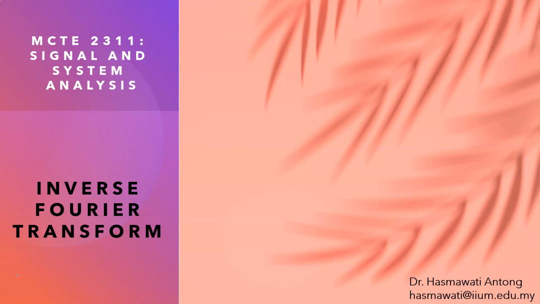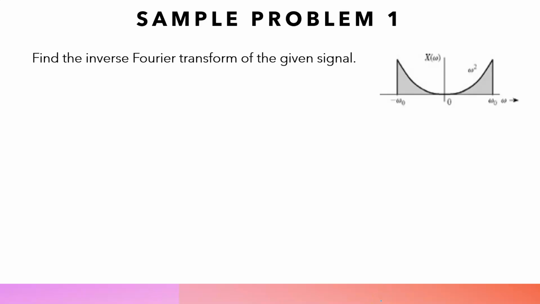In this video, I will continue our discussion on inverse Fourier transform. Okay, so in this slide, I will show you the solution to the first sample problem regarding inverse Fourier transform. The question asks you to find the inverse Fourier transform of the signal given in this figure, which is X(omega) equals omega square.